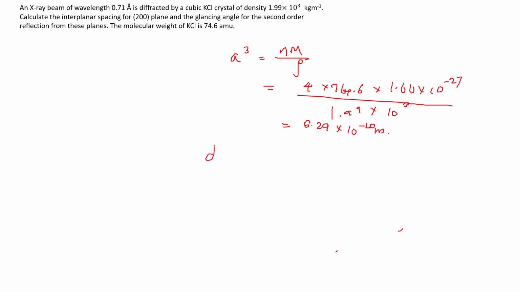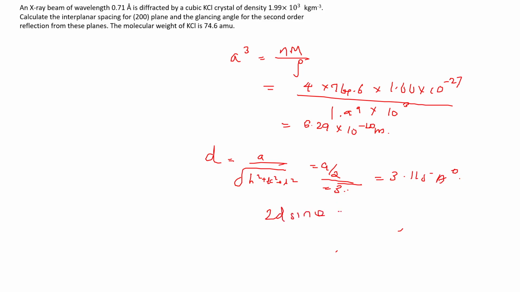Now the plane distance will be a divided by root of h square plus k square plus l square, so it will be a by 2. That you can get as 3.115 angstrom. Now Bragg's law: 2d sin theta is equal to n lambda, so sin theta is equal to n lambda divided by 2d. Substitute all the values and you will get 0.4610. From there you can get the theta value, it is 27.5 degrees.